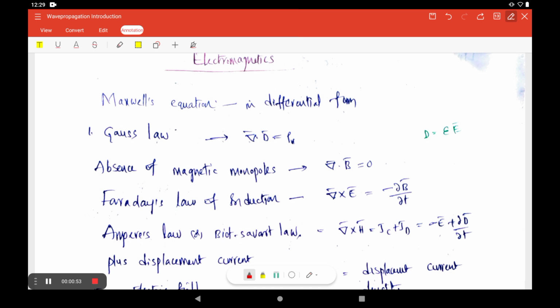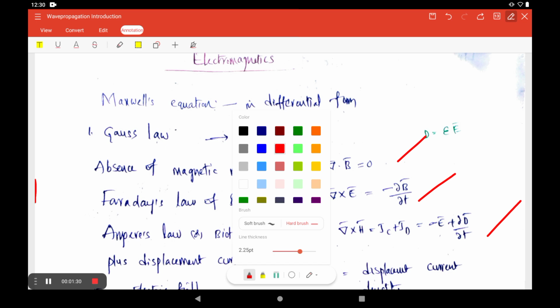So Maxwell's equations in differential form can be considered as follows. Gauss law: del dot D is equal to rho V. At the same time, the absence of monopoles: del dot B is equal to 0, and del cross E is equal to minus dou B by dou t. The third one is Ampere's law, which is also related to Biot-Savart's law: del cross H bar is equal to JC plus JD, where JC is the conduction current density. These are the different equations related to this.